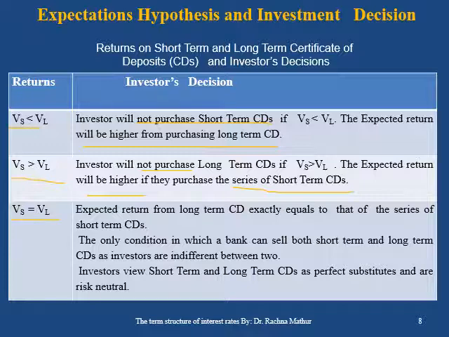In the third situation, the expected return from a long-term certificate of deposit is exactly equal to the series of short-term certificates of deposit. It is the only condition in which the bank can sell both the short-term and the long-term certificates of deposit, as investors are indifferent between the two. Investors view short-term and long-term certificates of deposit as perfect substitutes and are risk neutral.